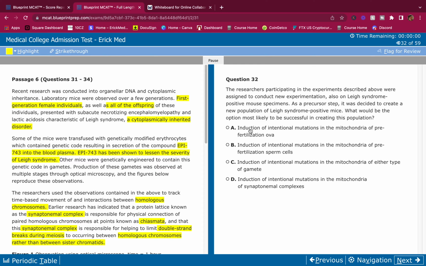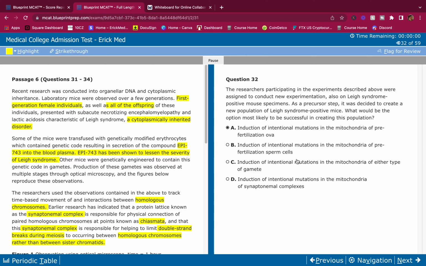Yeah, ova is the egg. Okay, it's passed through the mom. Cytoplasmically inherited disorder through the mom. Ova, maternal feature. It's the mom. The mom has the egg. Mitochondria, cytoplasmically inherited. A is right. Induction of intentional mutations in the mitochondria of pre-fertilization sperm cells.